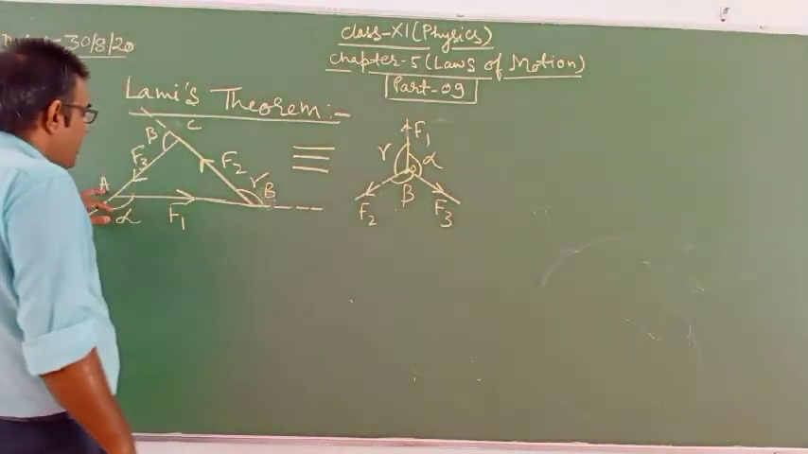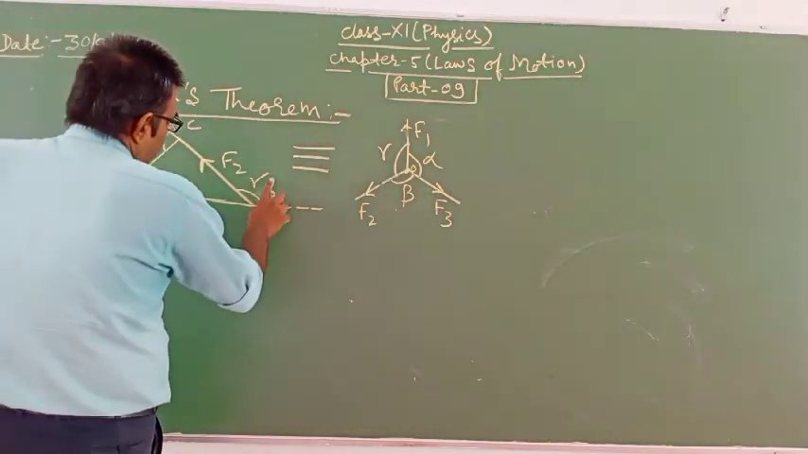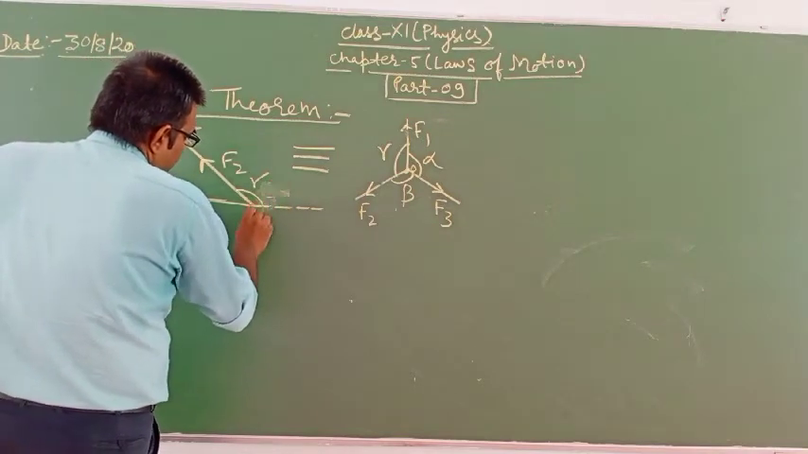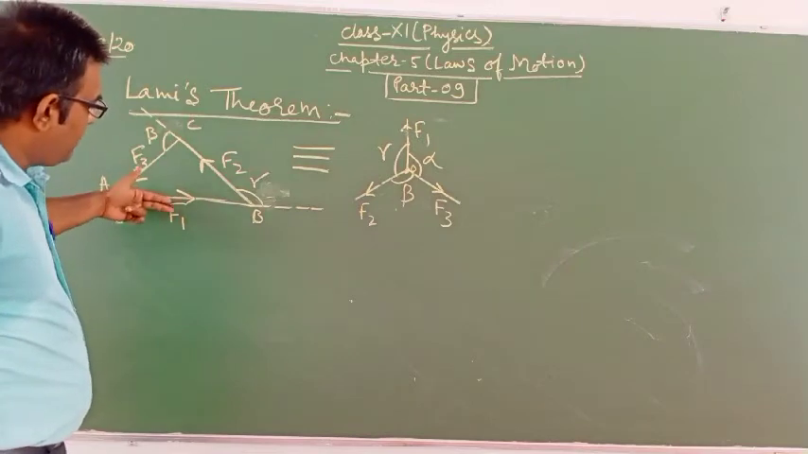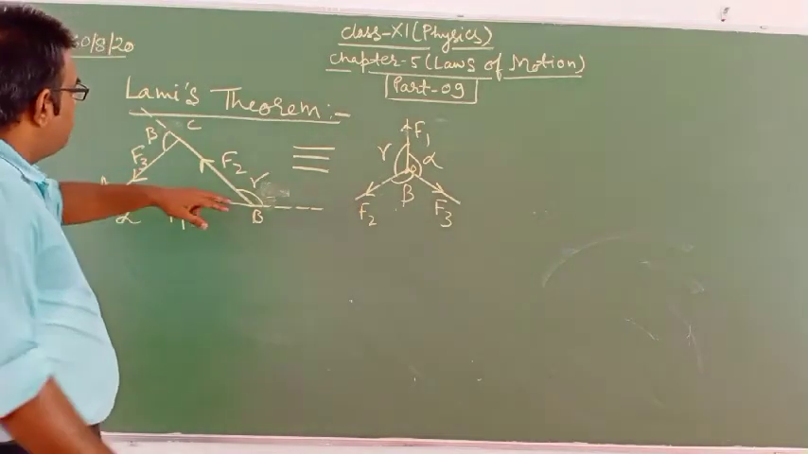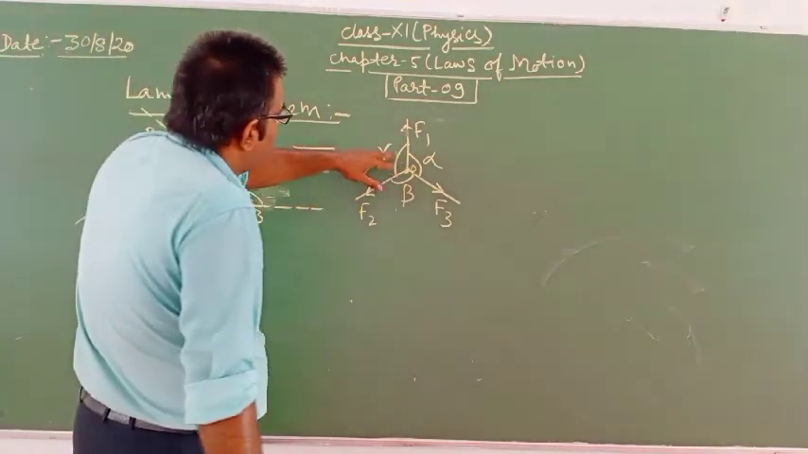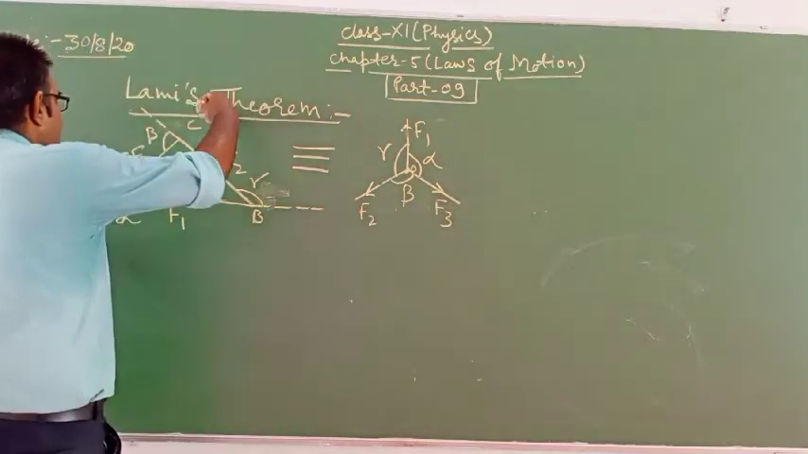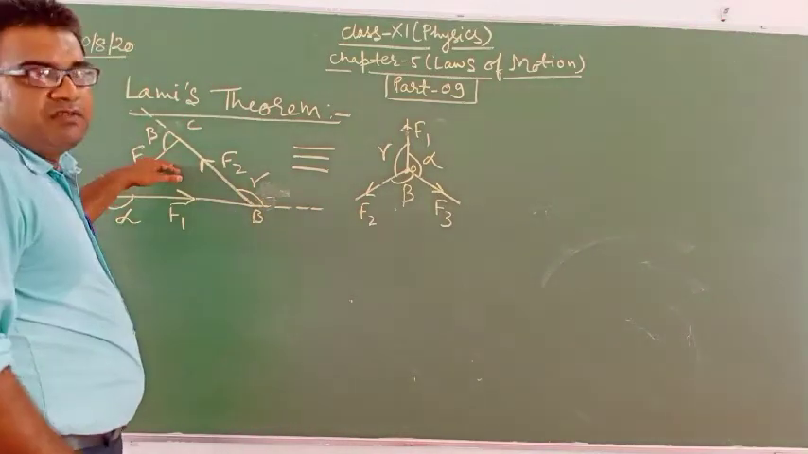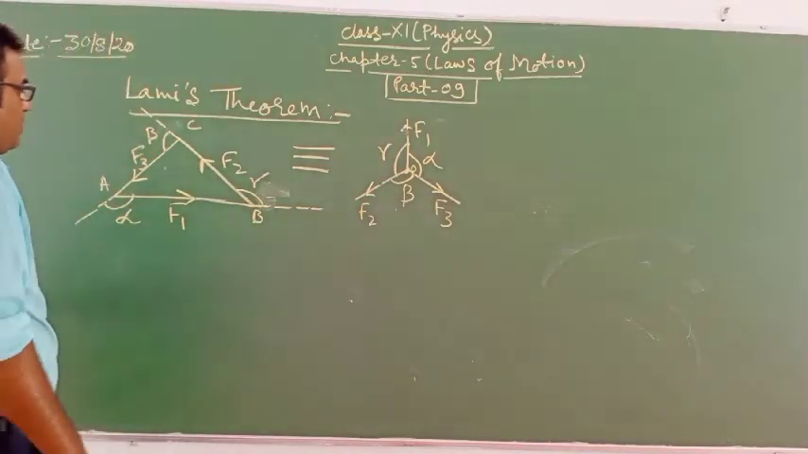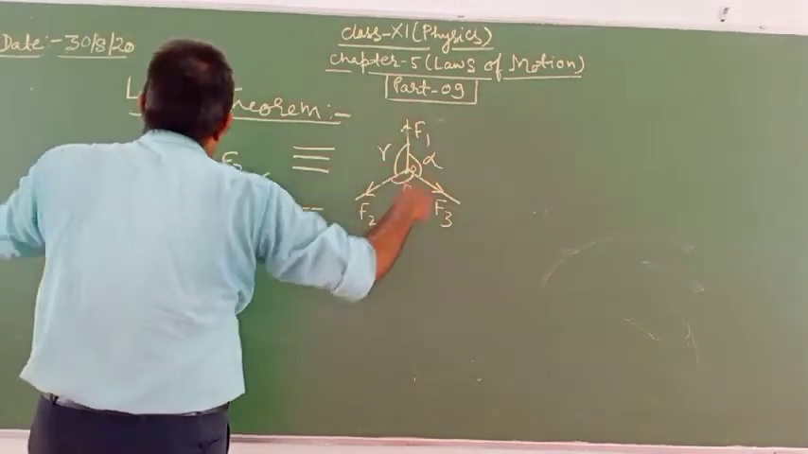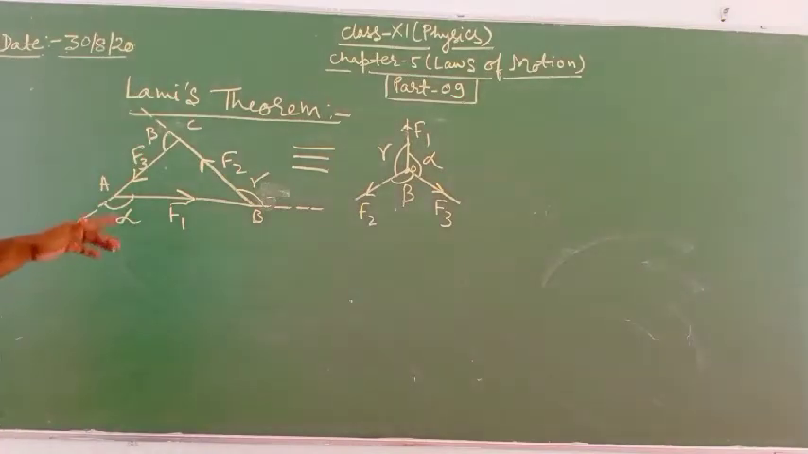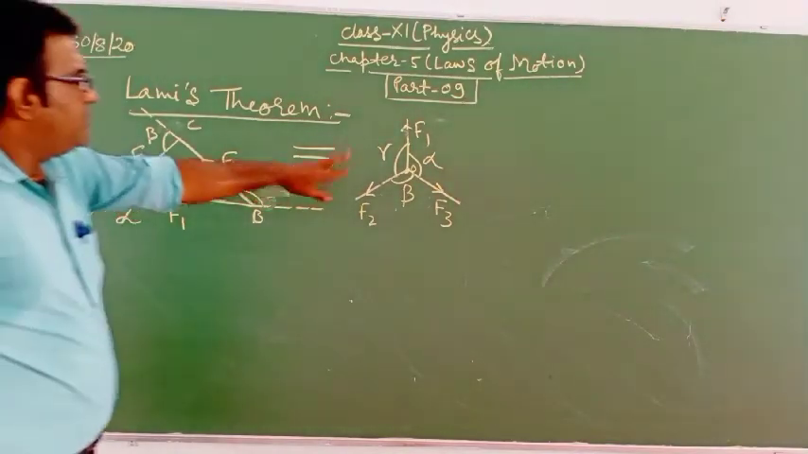So we have taken it as A, B, where AB is the vector representing force F1, BC is the vector representing force F2, and CA is the vector representing force F3. Now we have represented this figure with the closed sides of the triangle. Now we have to represent the angles between these forces.